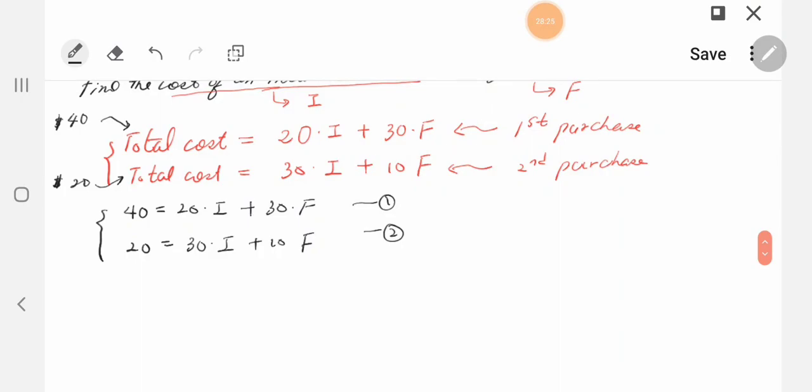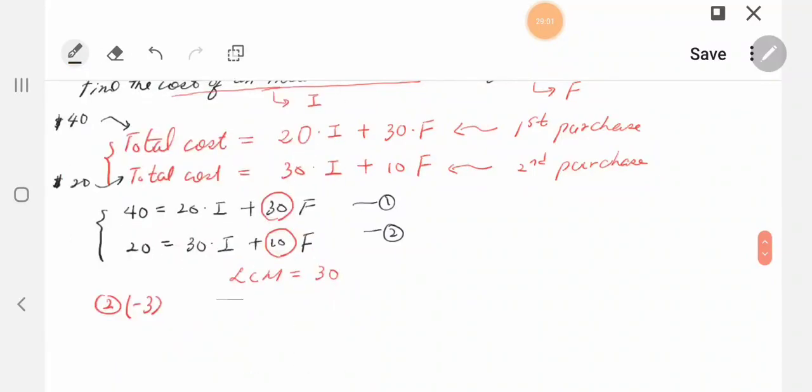Alright, so which is better? Should we eliminate F or I? Why don't we eliminate F? Because we can just multiply the second equation by negative 3. This is 30 and 10, so the LCM is equal to 30, right? The first equation already has 30, so let's make the second equation negative 30, so multiply by negative 3.